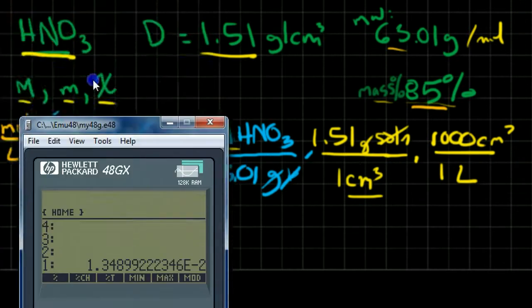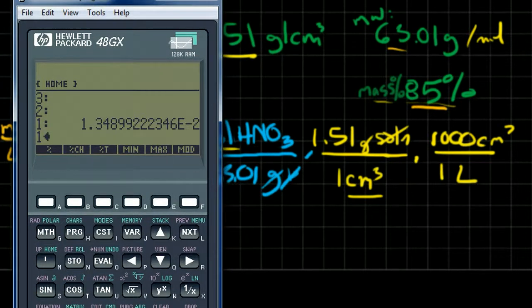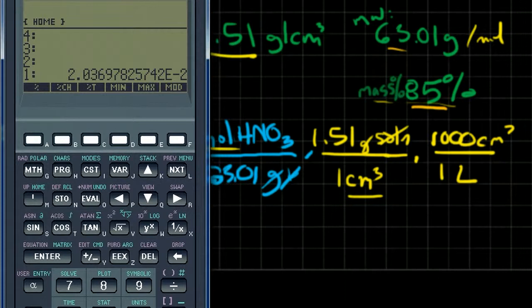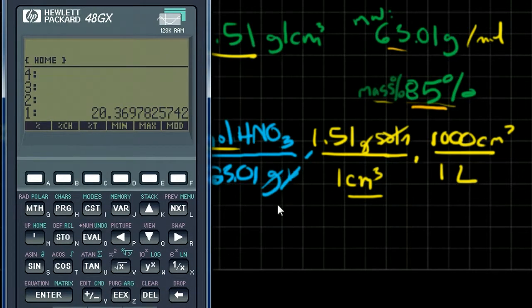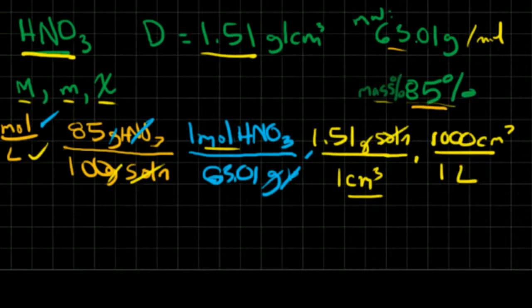Okay, and 1.51 times, and 1,000 times, which, here, maybe you can see that better. 1E3, that's 1,000, right? Times, can't see my times button with the screencasting software. All right, and that comes out to 20 what? Well, it comes out to 20 molar. It's a 20 molar solution of nitric acid at 85%. Okay, good. We're there. Next step.